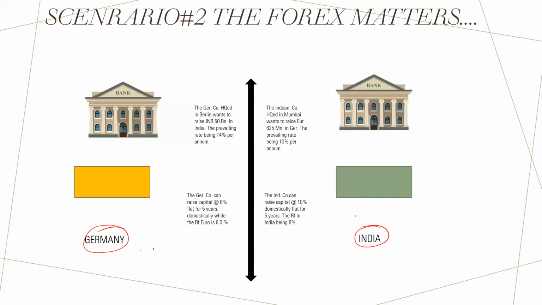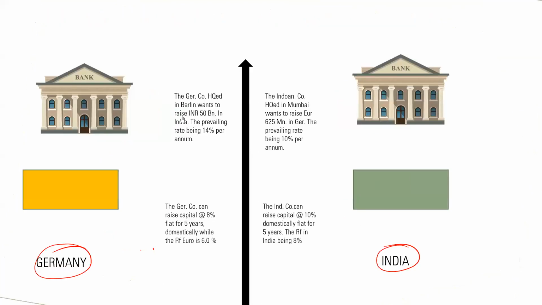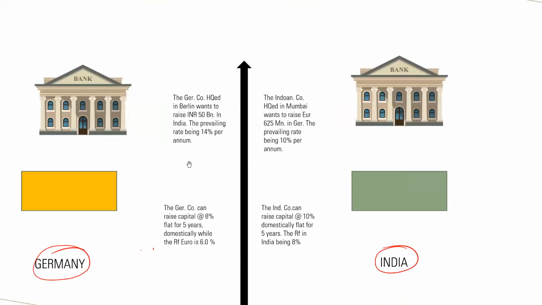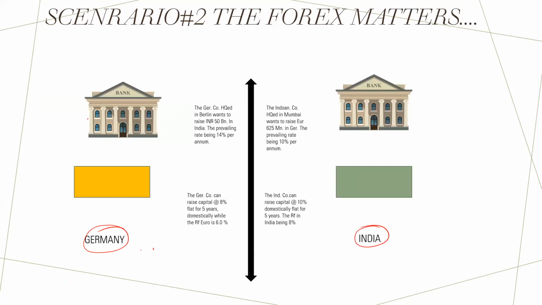Now, here is a problem. Let's assume from the point of view of the Indian company first. The Indian company wants to raise capital in Germany, right? However, when we see the rate of capital, rate of interest, whatever the case may be, the rate of interest prevalent in Germany is 14% per annum.